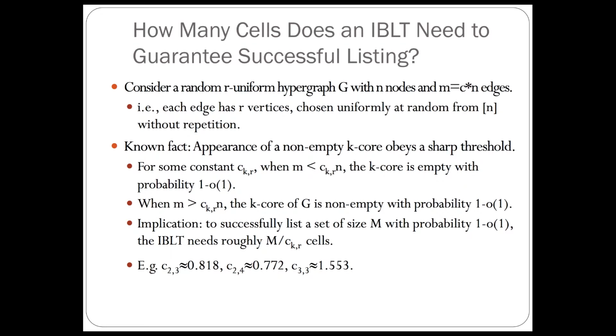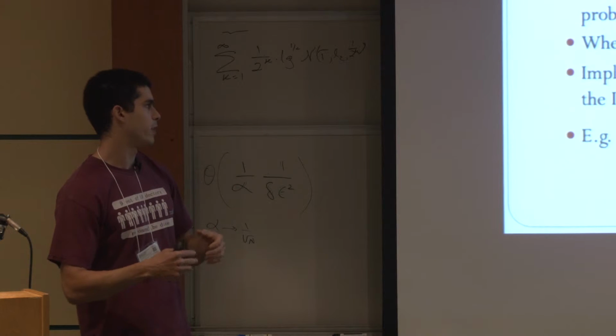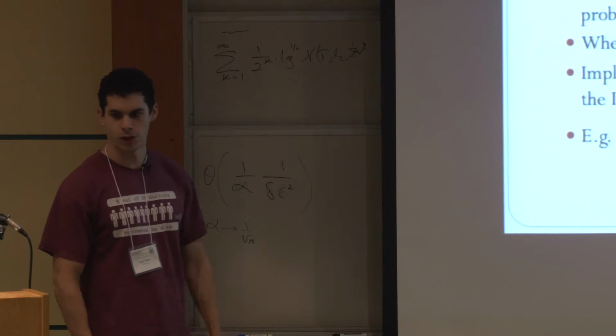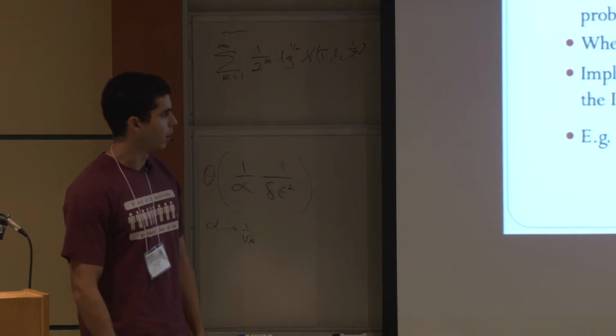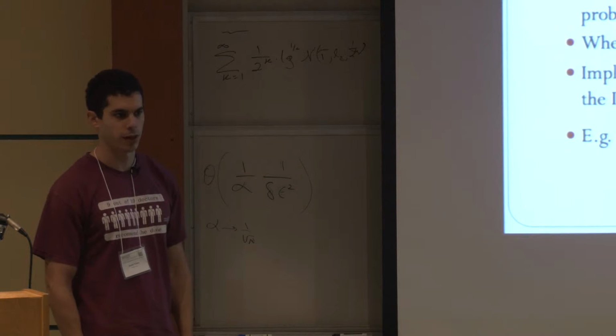So there's some constant c_{k,r} such that when the edge density is less than c_{k,r}, meaning that the total number of edges is less than c_{k,r} times the number of nodes, then the k-core is empty with probability 1 minus little o(1). And as soon as the number of edges is more than a constant factor larger than this threshold, then the k-core will be non-empty with probability 1 minus little o(1).